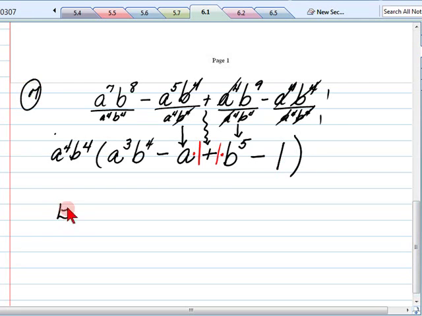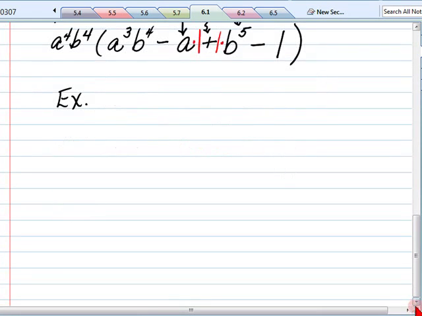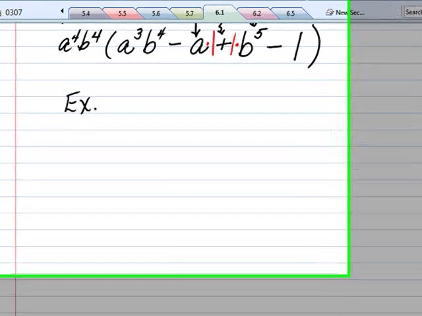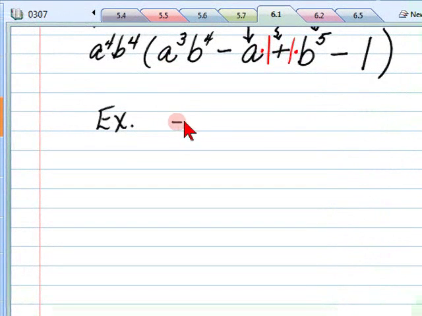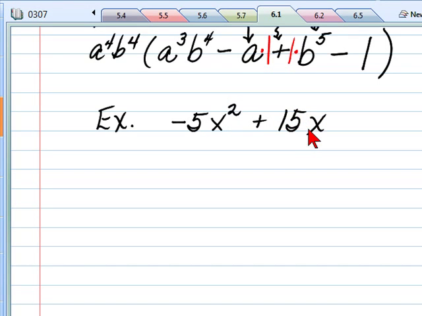I want to make up a problem to demonstrate something that may or may not show up in this lesson in math lab, but will show up sometime somewhere. What if you had negative 5x squared plus 15x? Everybody, be good note takers. Write this down. When I ask you about a common factor, and you look at this, does everybody see that 5 goes into both of those? And that they both contain a factor of x?